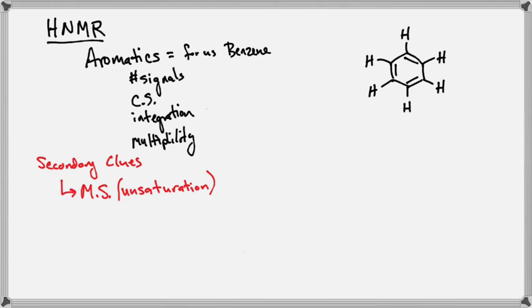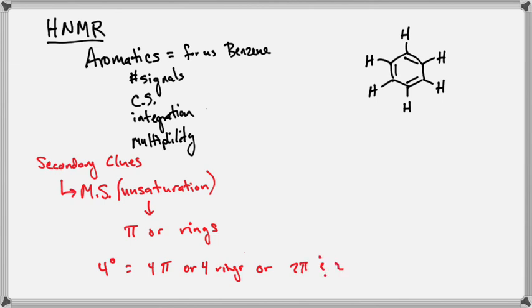Why 4 degrees? Unsaturation refers to pi bonds or rings. So if you had 4 degrees, that could be 4 pi bonds, or that could be 4 rings, or that could be 2 pi bonds and 2 rings. So the reason why I don't deal with it is that's a lot of ors. So I don't think it's worth the trouble to deal with that.